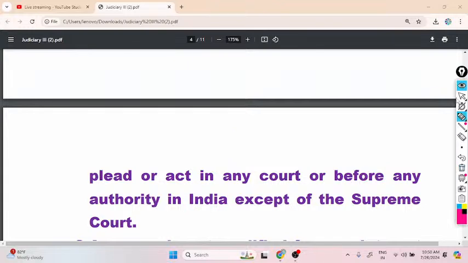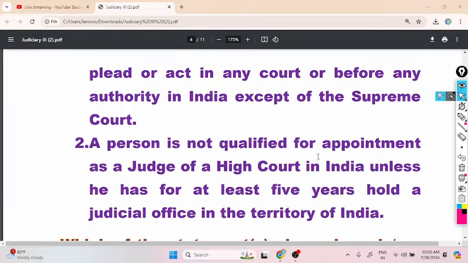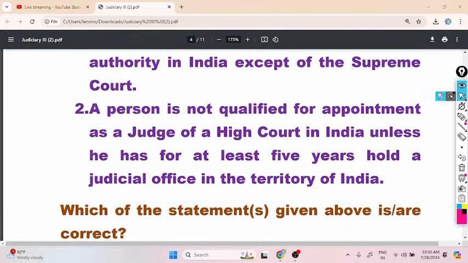Statement 1 is incorrect. Now statement 2: a person is not qualified for appointment as a judge of High Court in India unless he has for at least 5 years held a judicial office in the territory of India. The correct provision is at least 10 years held a judicial office in the territory of India. It is 10 years, not 5 years, so the statement is incorrect.